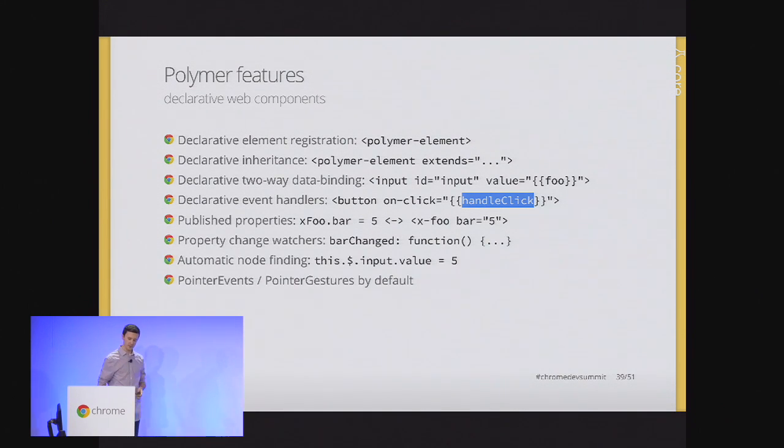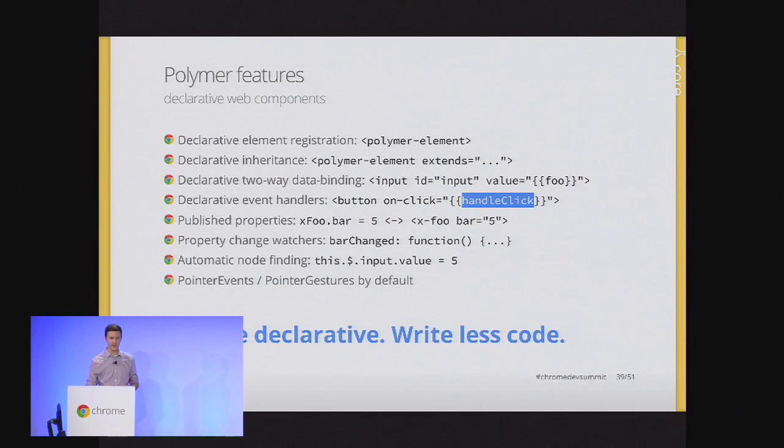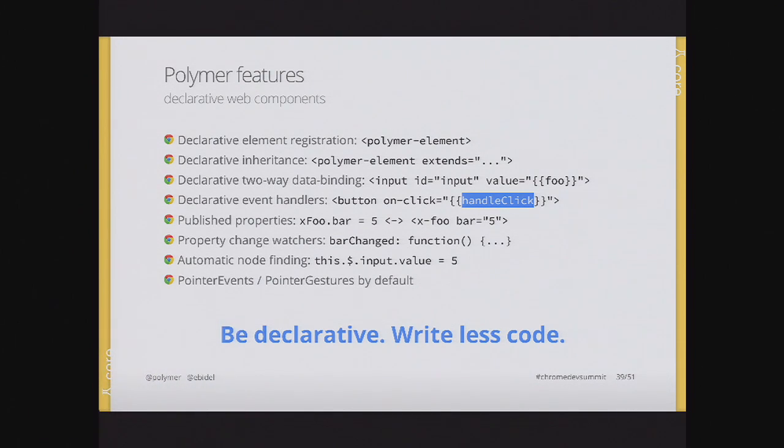The last one, pointer events and pointers, is pretty cool, right? This is a really evolving, awesome specification that sort of unifies input on the web. And you get this for free. If you're building a Polymer element, you don't have to worry about touch. It's just built into the model. Goal here, again, is to be declarative and write less code.